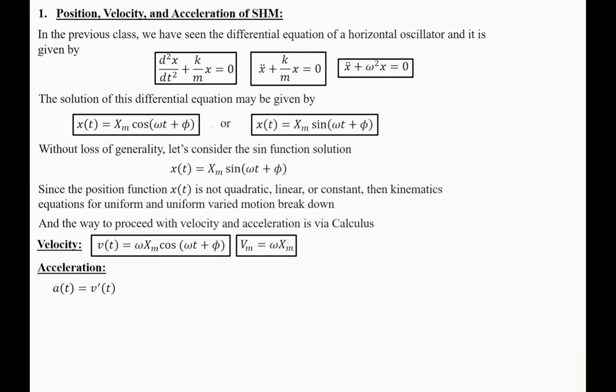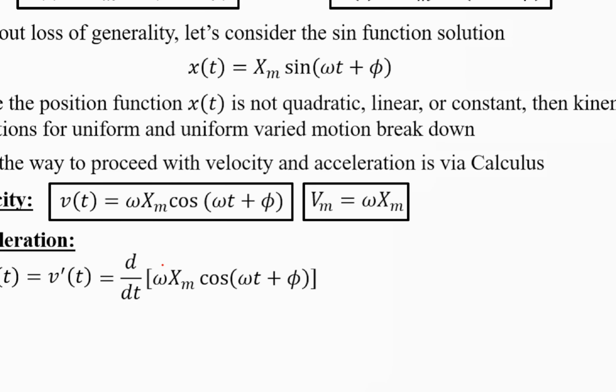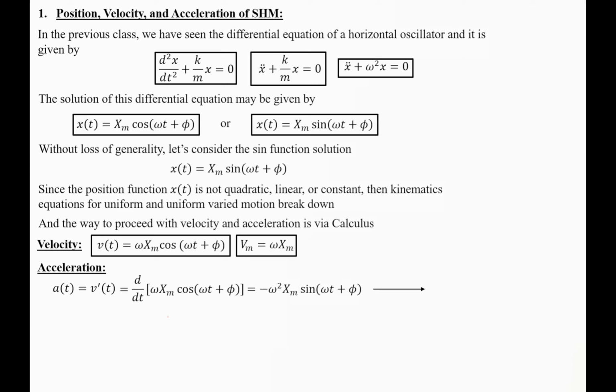Now what about the acceleration? Acceleration is linked to the velocity via derivative. If you need to derive this, omega and x_m are constants, they can be dragged out. Now the derivative of cosine is minus sine, and we multiply by the inner derivative, then we're going to have omega square. So this is the acceleration as a function of time, and in this case the acceleration is also variable, it's changing with time. Then the three variables of motion, x, v and a, continuously change as a function of time.